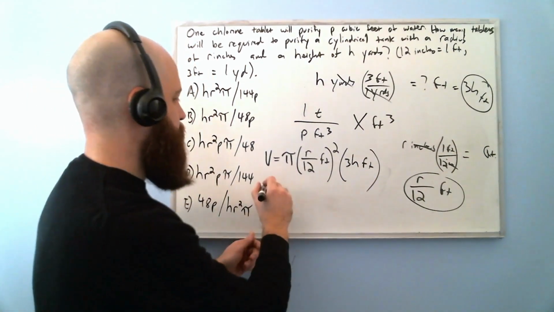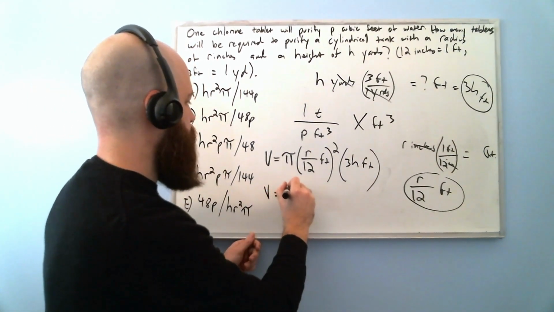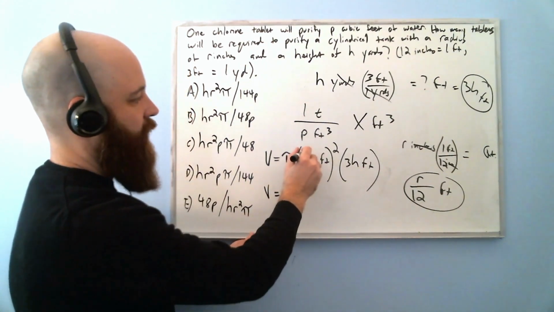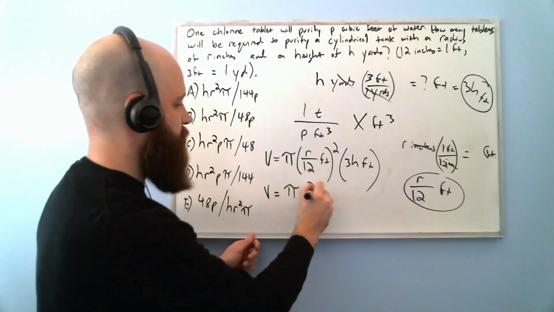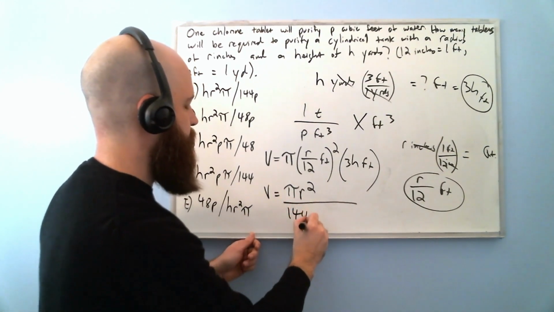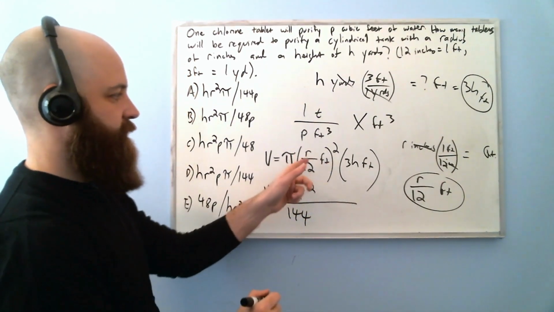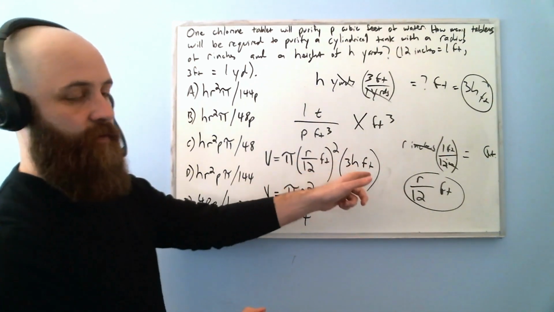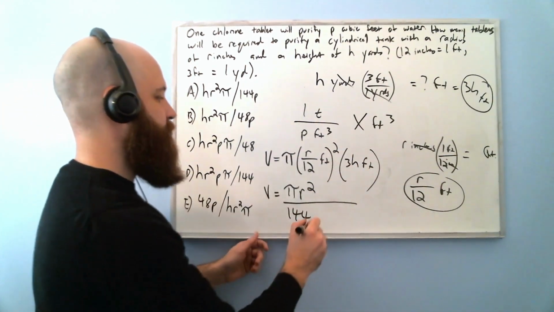Okay, multiply this out. I get V equals pi times, well, r is in the top, it's squared. 12 is in the bottom. 12 squared is 144. Okay, that took care of this. That's going to give me feet squared. Then times 3h feet. Yes, that'll give me feet cubed.